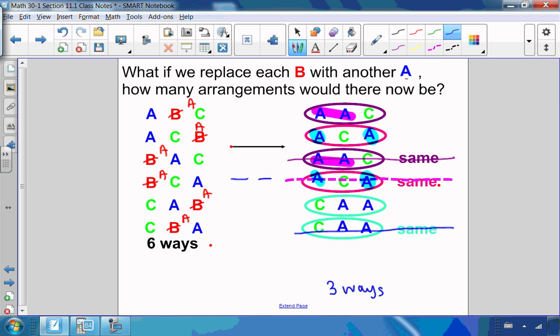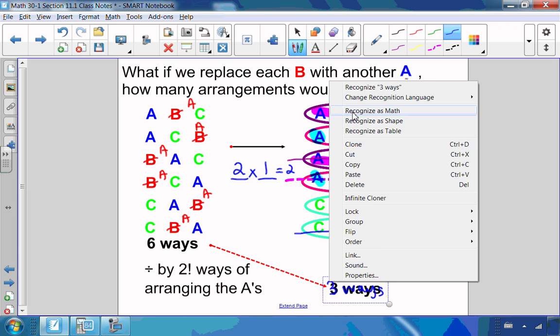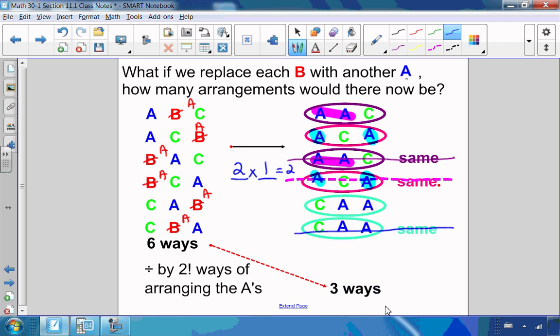So if I have 2 letter A's, there's 2 choices for my first letter, 1 choice for my second letter. That means that there are 2 factorial ways of arranging those A's. So what we really need to do is divide by the 2 factorial ways of arranging the A's because they are redundant. So this would really be 3 factorial ways of arranging 3 objects divided by the 2 factorial ways of arranging the repeated elements. And this actually works for every scenario, no matter how many elements are repeated.